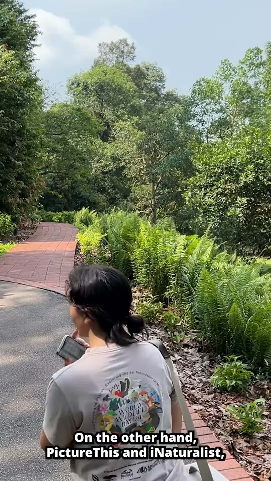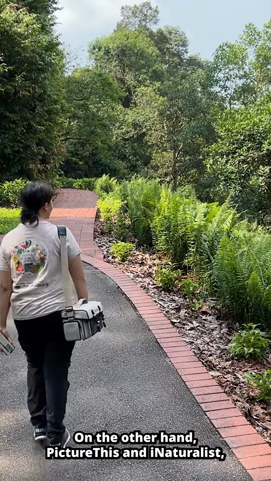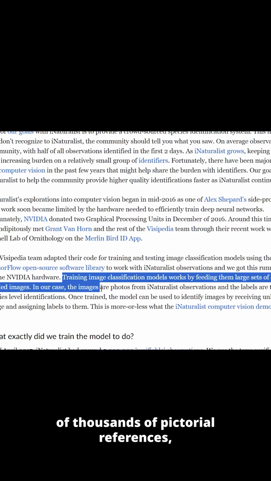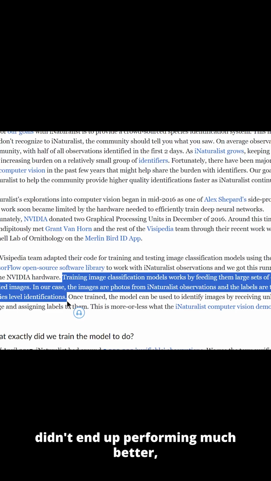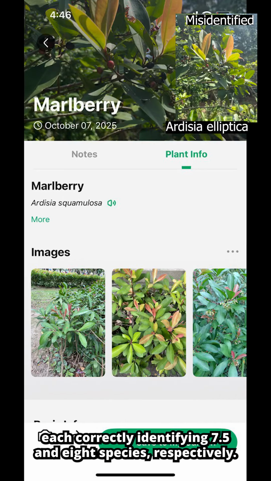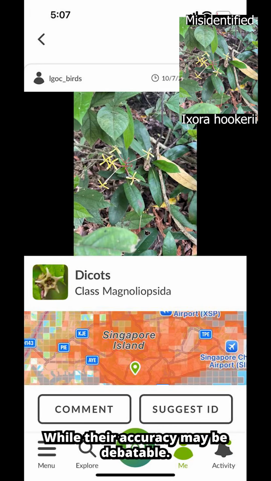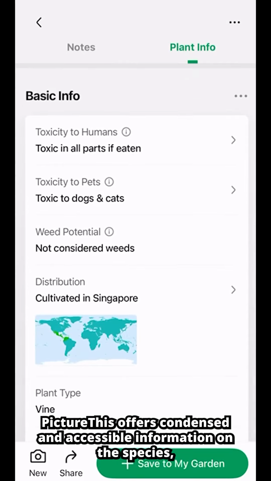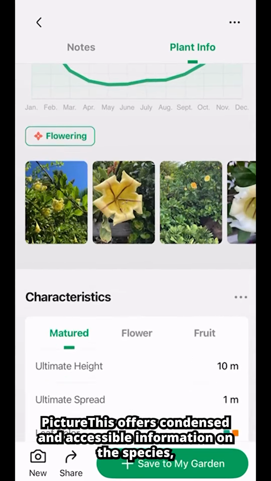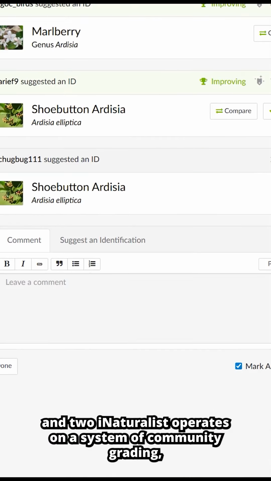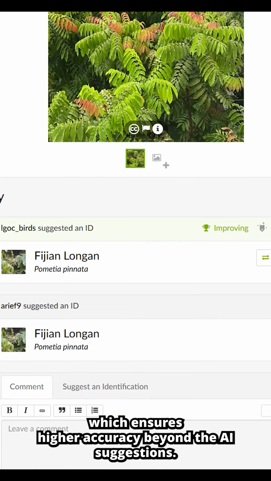On the other hand, Picture This and iNaturalist, which have been specifically trained to identify biodiversity with hundreds of thousands of pictorial references, didn't end up performing much better, each correctly identifying 7.5 and 8 species respectively. While their accuracy may be debatable, what's more beneficial about these softwares is that 1. Picture This offers condensed and accessible information on the species, and 2. iNaturalist operates on a system of community grading, which ensures higher accuracy beyond the AI suggestions.